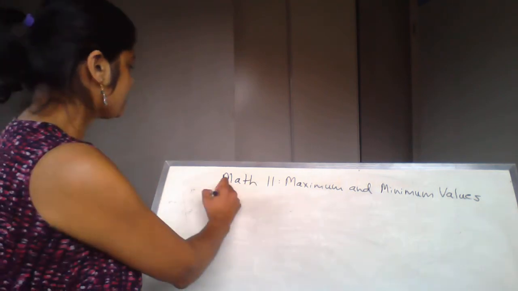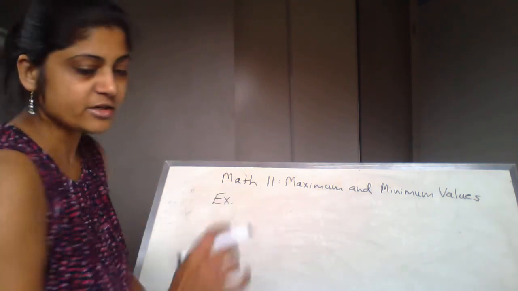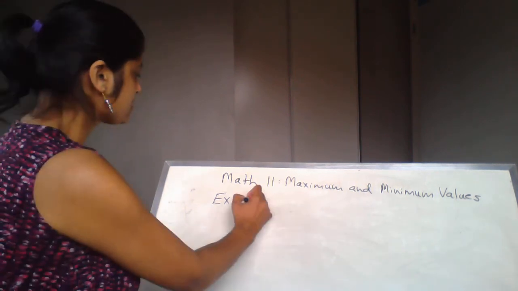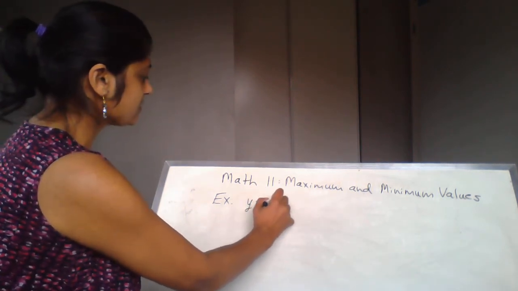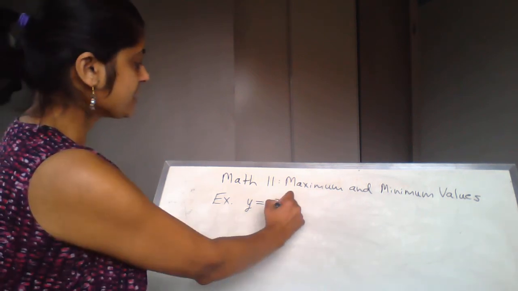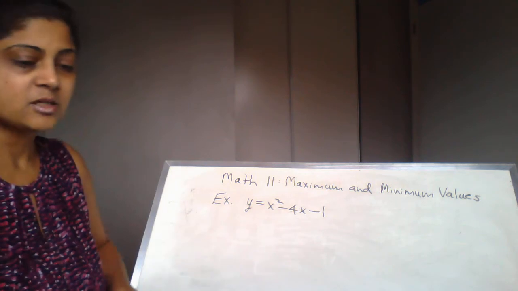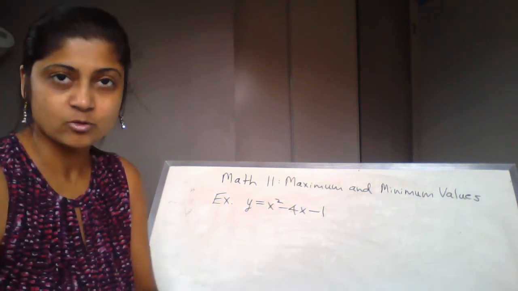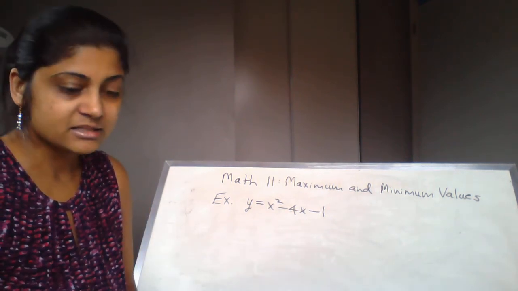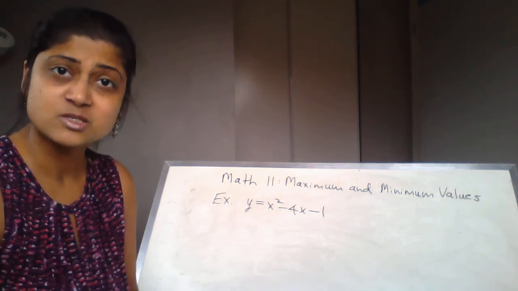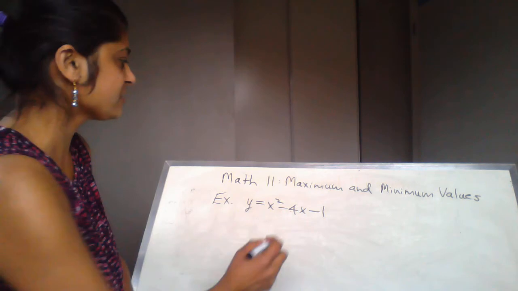So let's try this example. All right, so the question says determine the maximum or minimum value. Okay, so let's try this equation. It's y equals x squared minus 4x, okay, and minus 1. Okay, so if I have a quadratic equation like this, the fastest way to find the maximum or minimum value is by completing the square, okay? So let's try this method first.